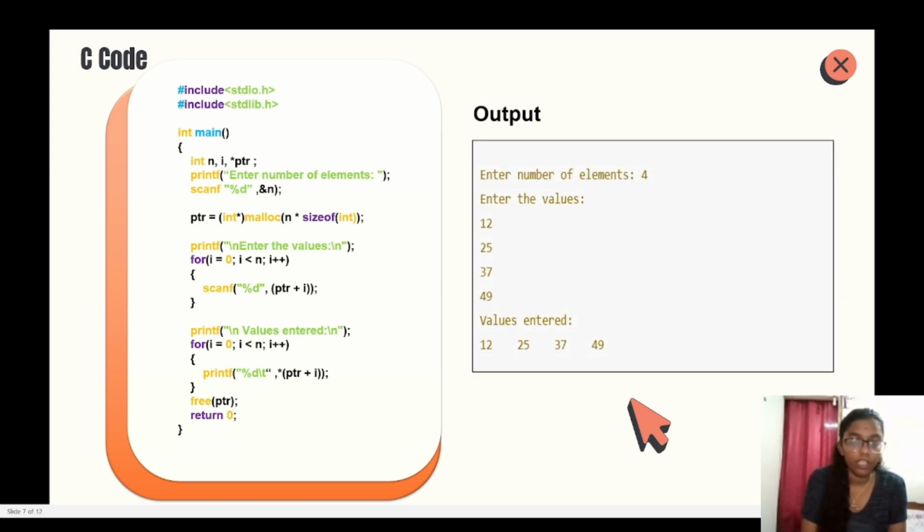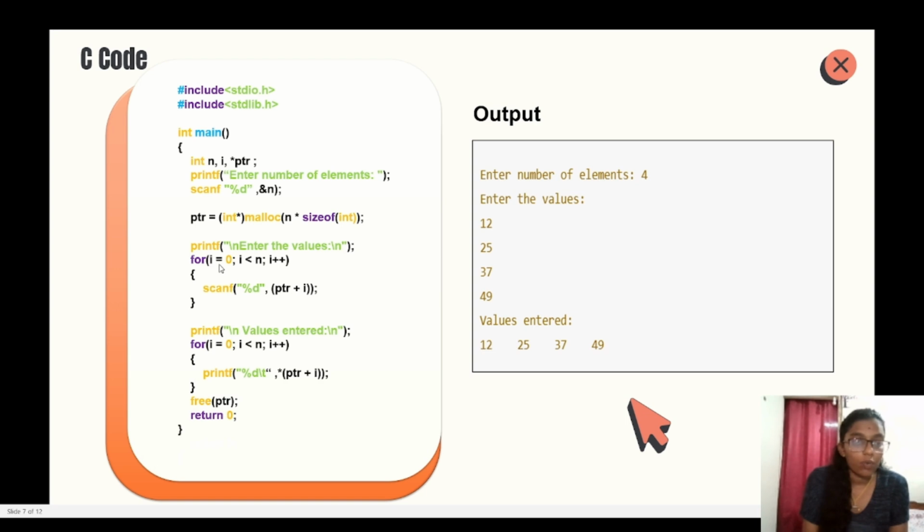So we'll see the output. Here, enter number of elements is 4. So 4 into 4, it is 16. That means it allocates 16. So imagine the first base address is 2000. That 2000 is stored in PTR.